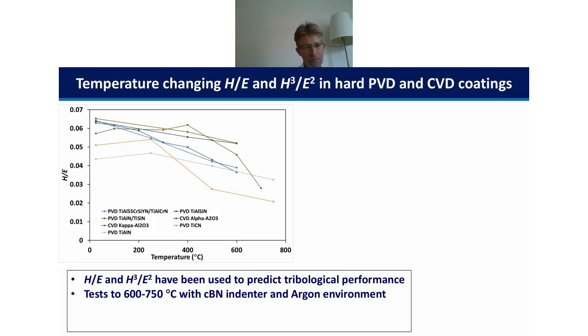This slide here, I don't propose to go into detail, just really to get across the idea that you can see how this H/E index tends to decrease as a function of temperature, in this case for a range of different tests with maximum temperatures up to 750 degrees with a CBN indenter in an argon gas environment.